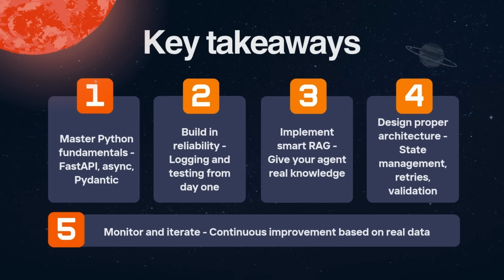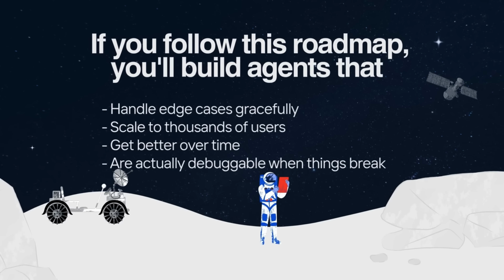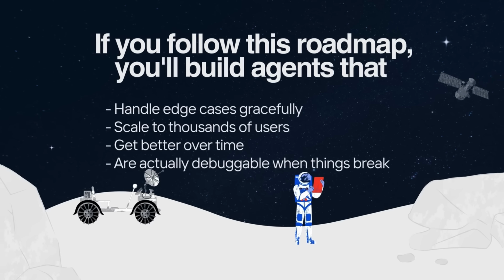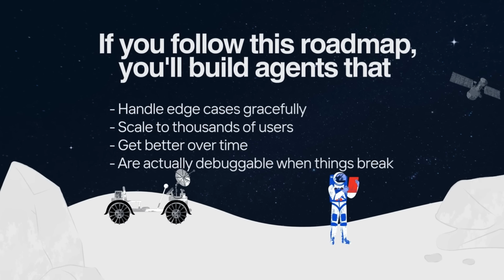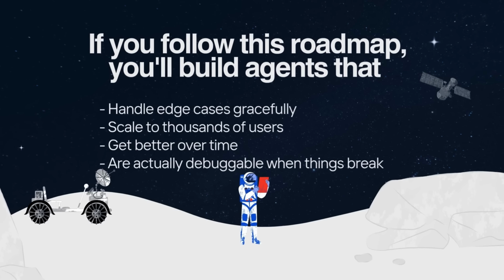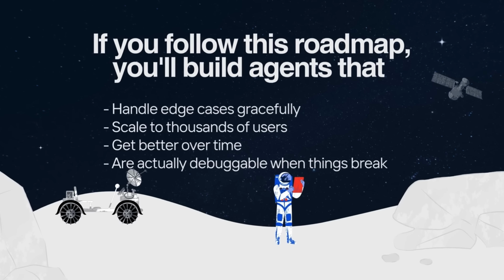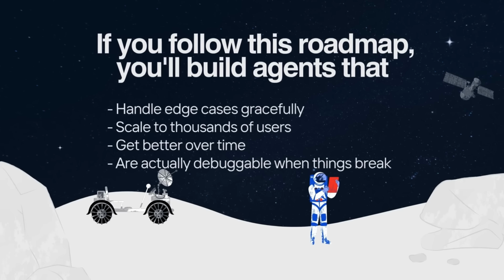Here's what I want you to take away. Most AI agents fail because they're built like toys, not systems. They look impressive in demos, but crumble under real-world pressure. But you don't have to make that mistake. If you follow this roadmap, you'll build agents that handle edge cases gracefully, scale to thousands of users, get better over time, and are actually debuggable when things break.